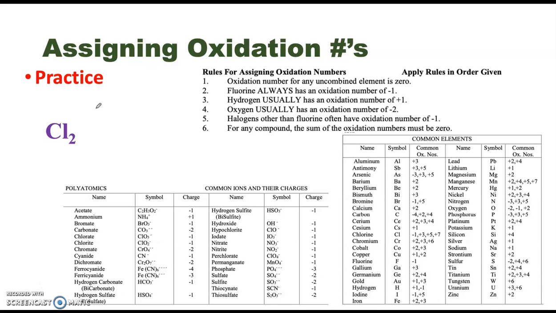Okay, Cl2. You might be tempted to go here and say, okay, chlorine has all these options. And then you look, well, halogens are a -1, but you skipped a step. Rule number 1 says oxidation numbers for any uncombined element is 0. So this is just 0. It's not combined with any other elements, so it has an oxidation number of 0.